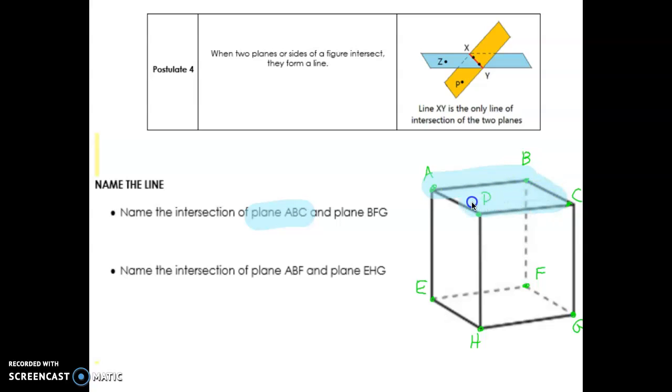ABC, and again, I'm going to finish the box, finish my square there. And we're looking at the other plane of BFG. So again, I would encourage you to start with the dots BFG, if I'm going to finish my box.